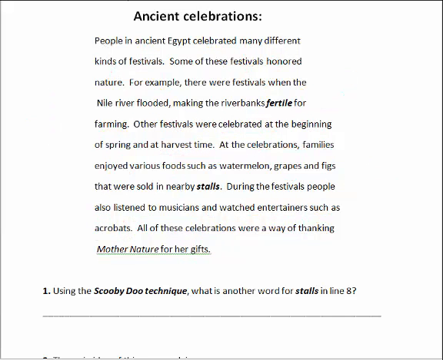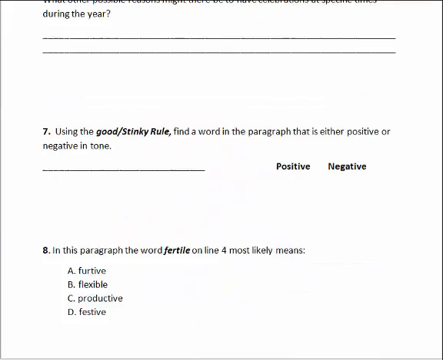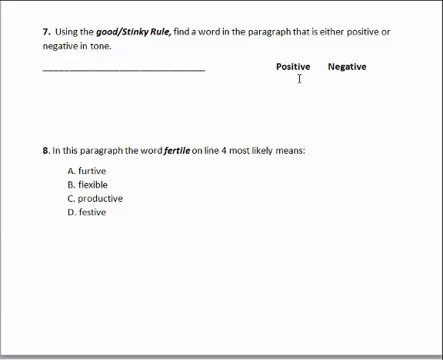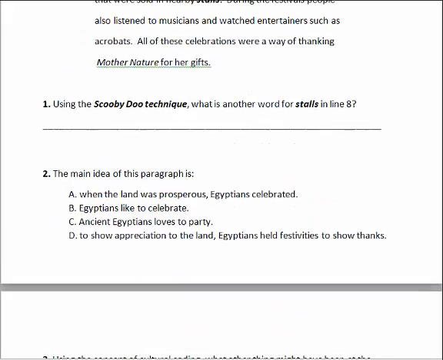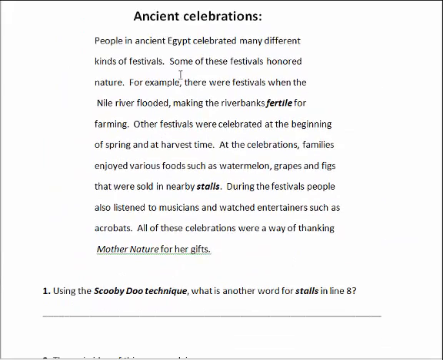Remember, the author has selected these words on purpose because of the attitude that this author has towards the subject matter of the paragraph. Let's go ahead and take a look at the last question. It's problem number 8, the question that I alluded to earlier. In this paragraph, the word fertile on line 4 means what? If you look over here, go back up to the passage and look at the surrounding area. It says, for example, so we know that what is down here is going to be an example of what they just said earlier. So let's see what it says.